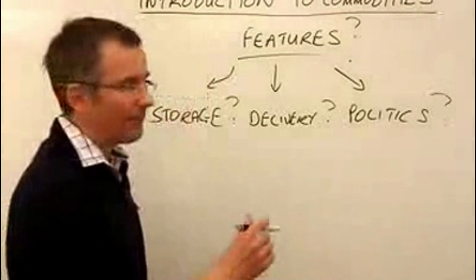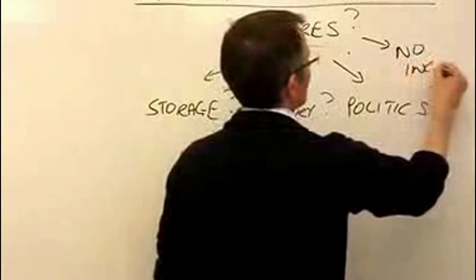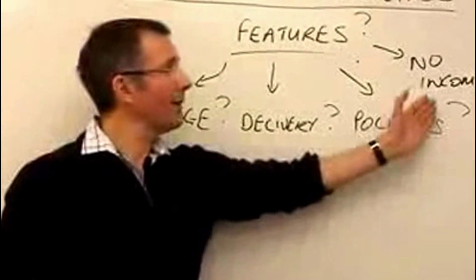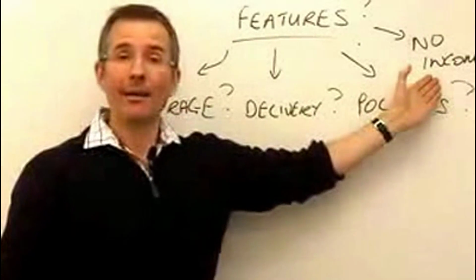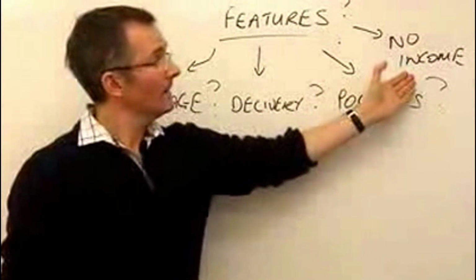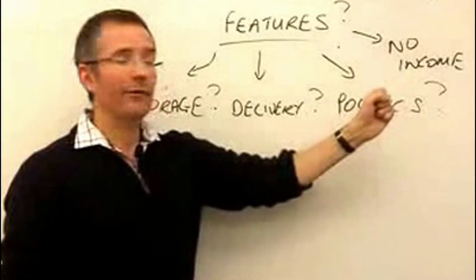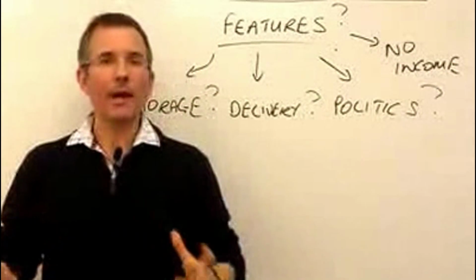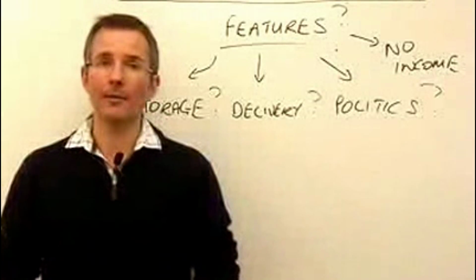And then, of course, you've got one other feature. There's no income. If you buy a share, you might get a dividend. If you buy a gilt, you might get some interest. Stick your money in the bank, you'll probably also get some interest. Sadly, buy gold and you don't. So as an investor, you need to think about that. Most commodities are not going to be a source of regular income. If that's what you want from a safe investment, this is not the place to be.